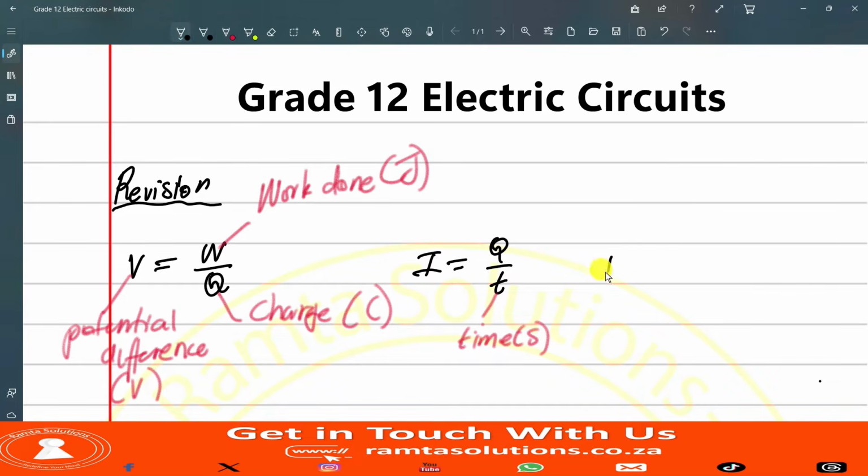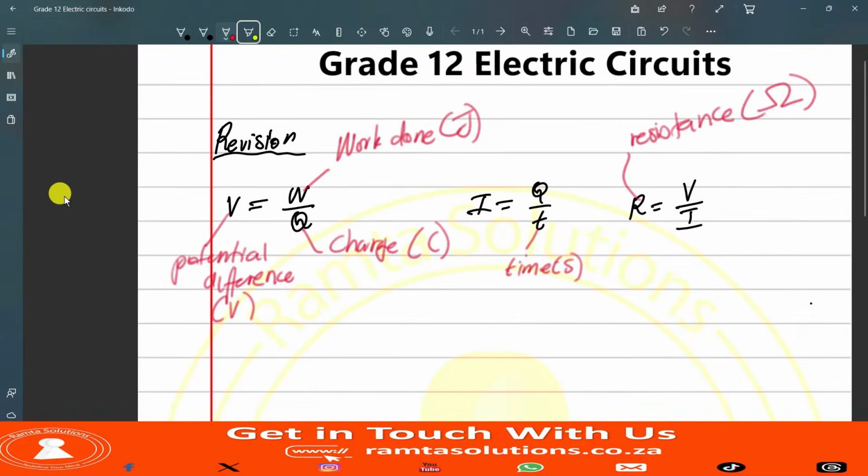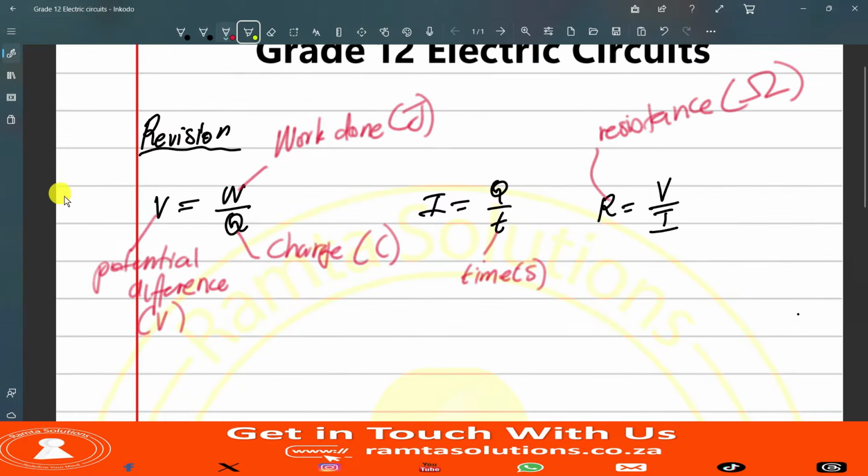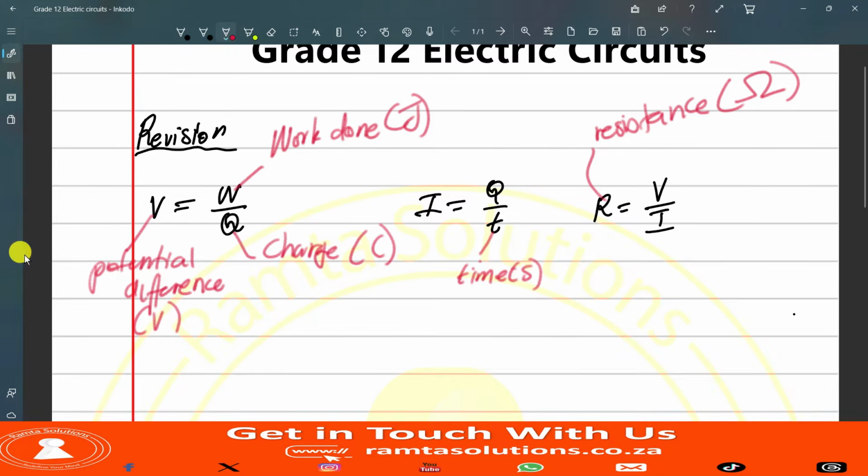Then you said a resistance is the ratio of potential difference to the current. So this, you said, is the resistance, which you measured in ohms.